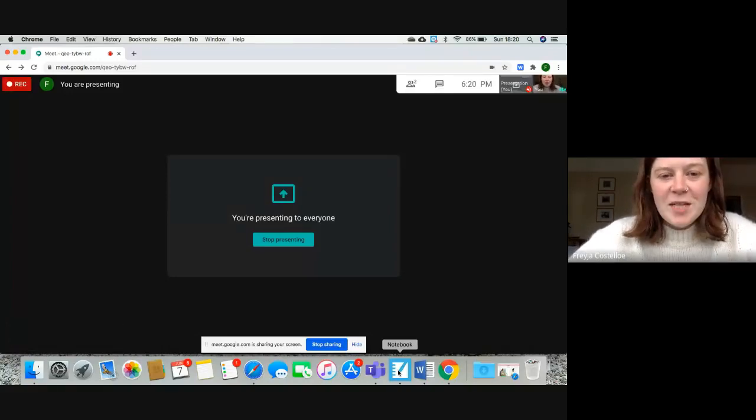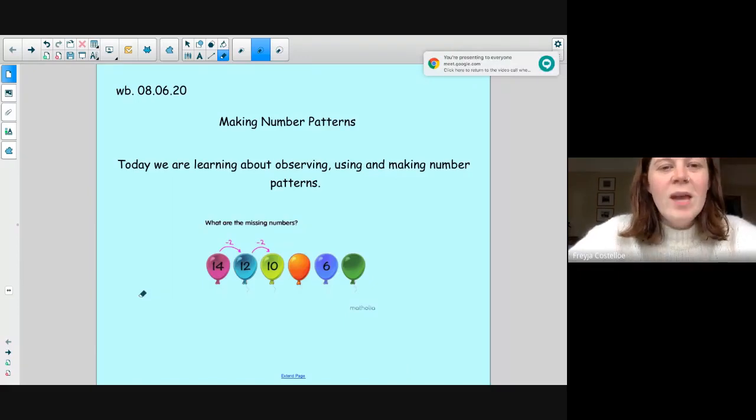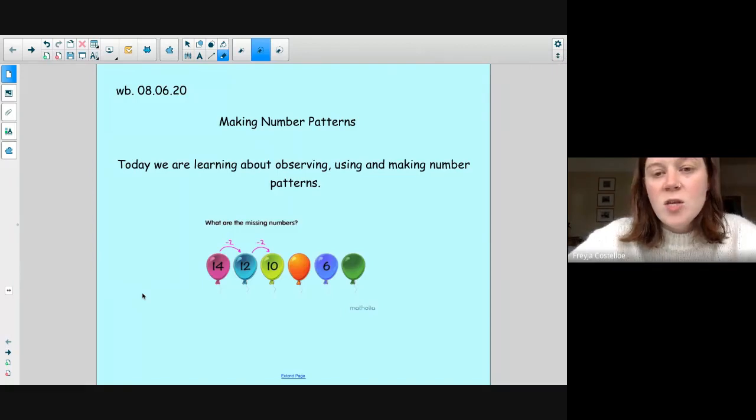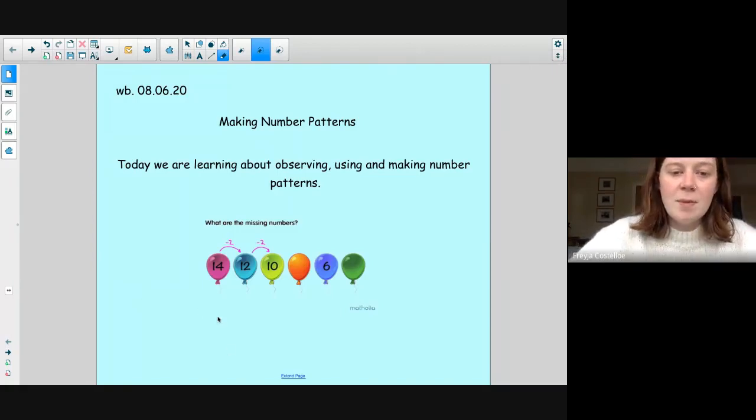Good morning, everybody. Today, we are going to be making number patterns. So we're going to be learning about observing, using, and making those number patterns. We're going to be looking at some missing numbers.